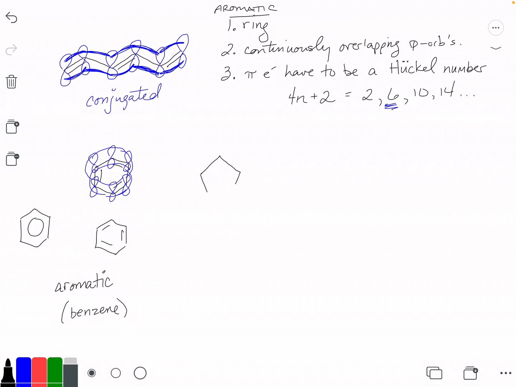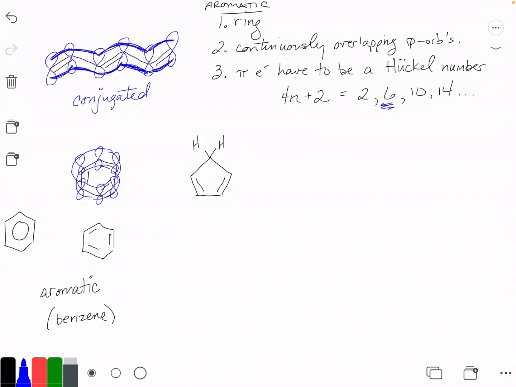We could talk about cyclopentadiene, which is given in the book as an example. This one does have a ring shape, of course, a 5-membered ring. Does it have continuously overlapping p orbitals? Well, it doesn't. And that's because this carbon at the top, if we draw in our extra hydrogens, we can realize that carbon at the top is sp3 hybridized. It does not have a p orbital, or a free p orbital.